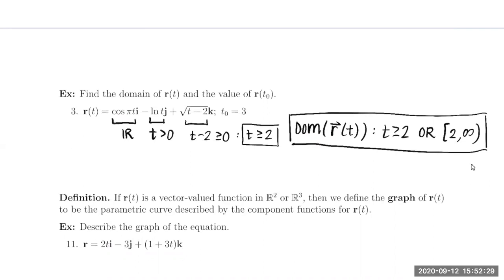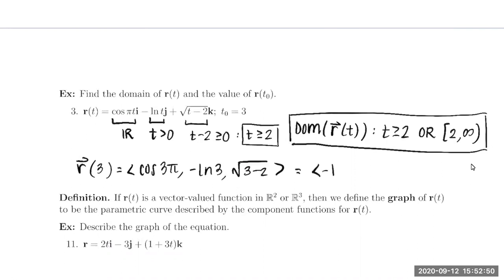Lastly, we would like to evaluate our vector valued function at the given t value, in this case 3. So we have cosine of 3 pi, negative natural log of 3, and the square root of 3 minus 2. So cosine of 3 pi is going to output negative 1. Can't do much here with negative natural log of 3. And then, of course, the last one is the square root of 1, or 1. So we're outputting the vector negative 1, negative natural log 3, and 1.